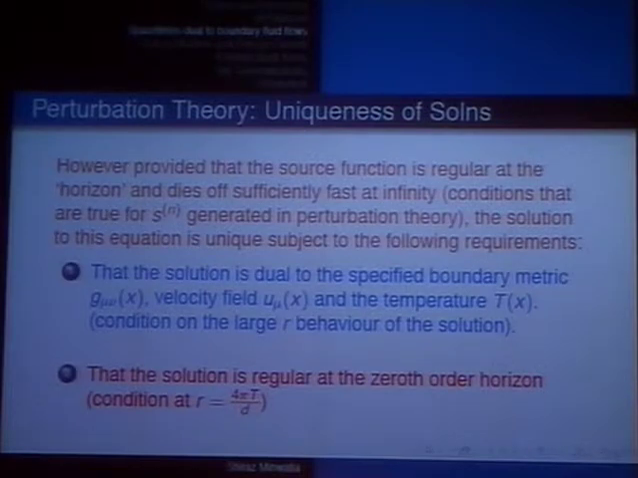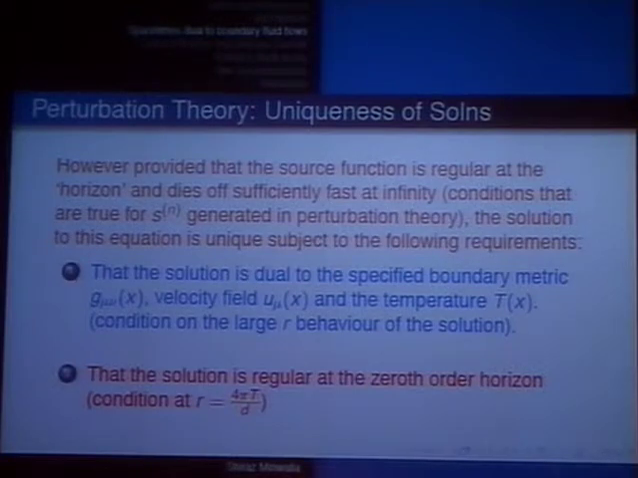The first requirement is sort of the trivial one. It's the one at infinity. We want the solution that we construct to correspond to the boundary metric g_mu nu of x. Okay, so that sets the condition on the non-normalizable part of the solution. And we also want it to correspond to the velocity u of x and T of x in the sense that I defined these velocities and temperatures in the early part of my talk. Okay, so that we know what solution we're talking about.